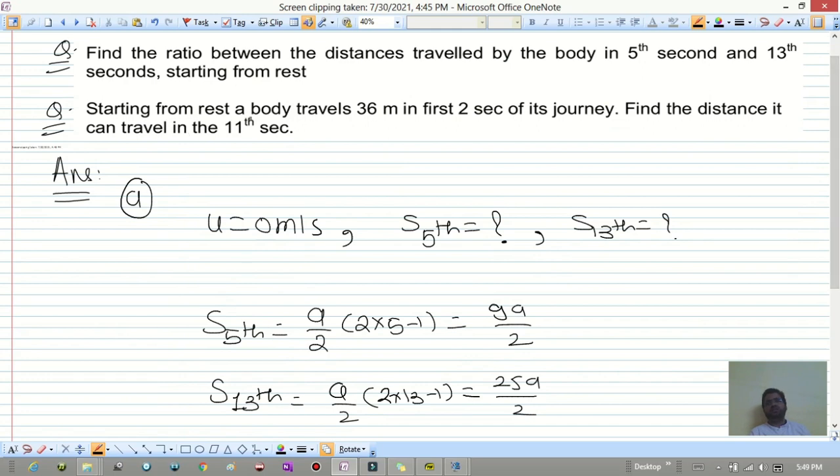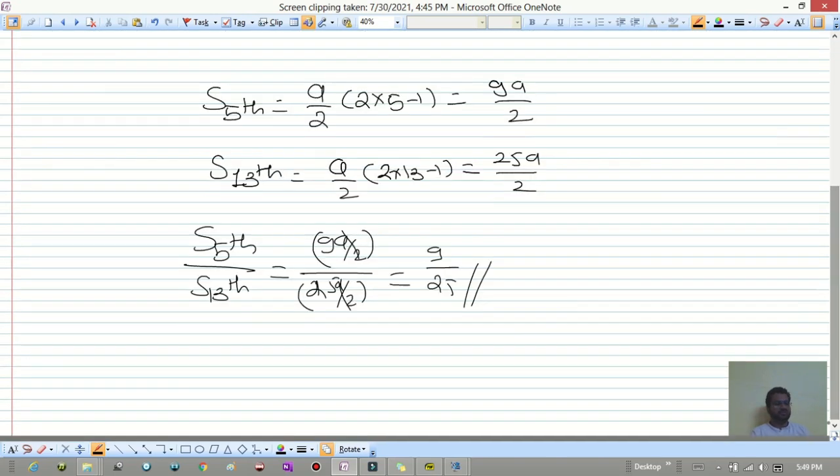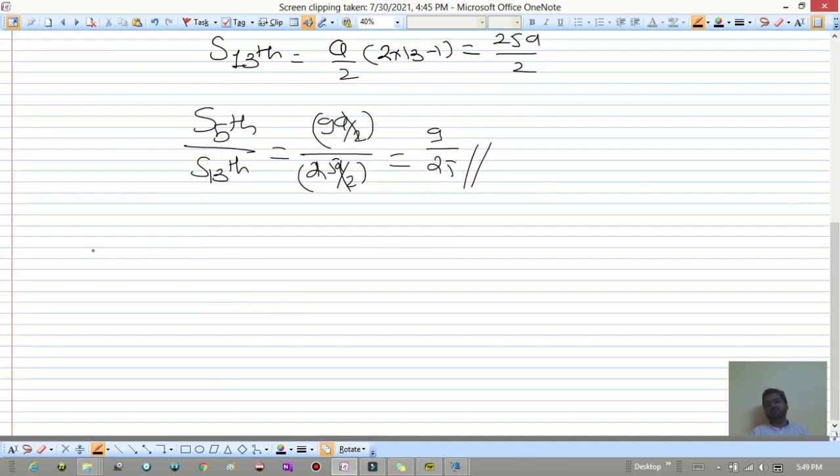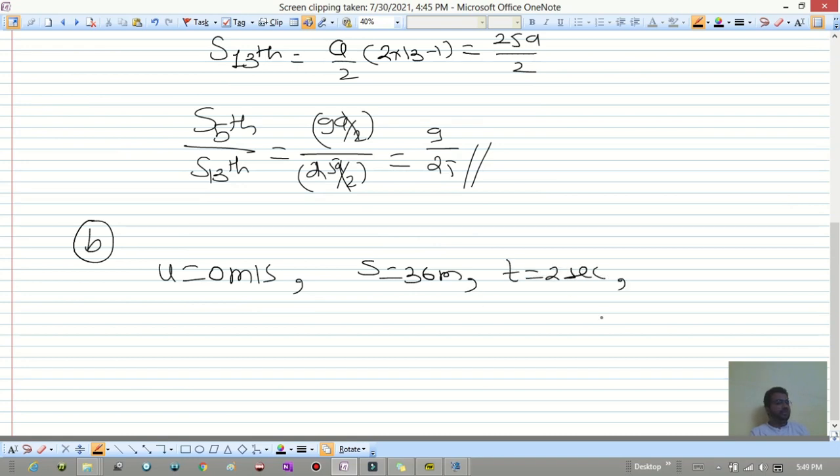Now, starting from rest, next question. Starting from rest, a body travels 36 meter in the first 2 seconds. This indicates the initial velocity is 0 meter per second. S is given as 36 meter, and time is given as 2 seconds. Can we calculate acceleration from this? Yes, we can. S is equal to half a t squared, because u is 0.